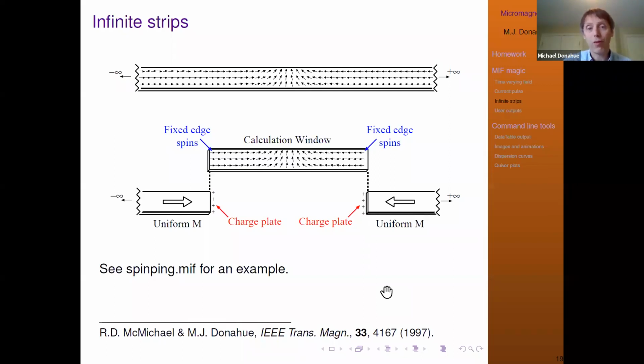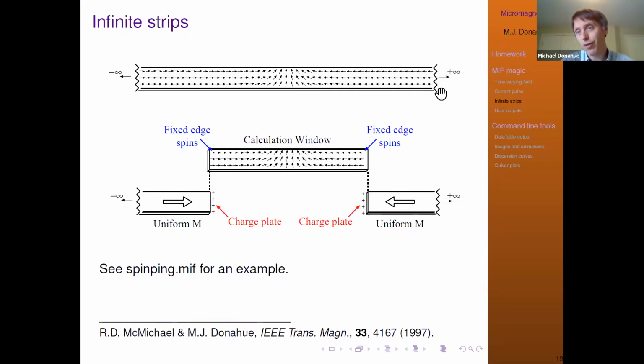Okay, so I have here, for example, and this is actually taken from a paper I did with Bob McMichael a long time ago. We had a head-to-head domain wall, and so we're interested in what's happening here. Away from the domain wall, the magnetization is due to the demag, the shape anisotropy. It wants to lie parallel to the strip. But if I just cut the strip off, because I only have room in my computer for a finite number of spins, I'm going to get a charge plate here.